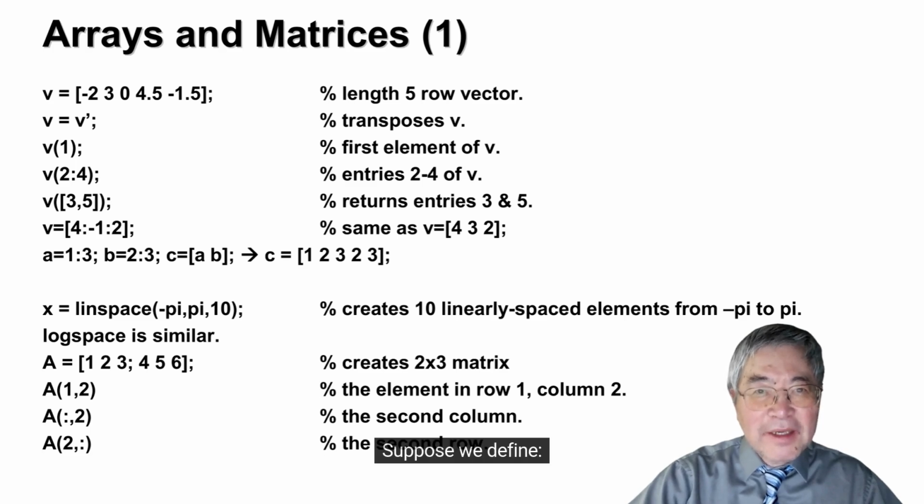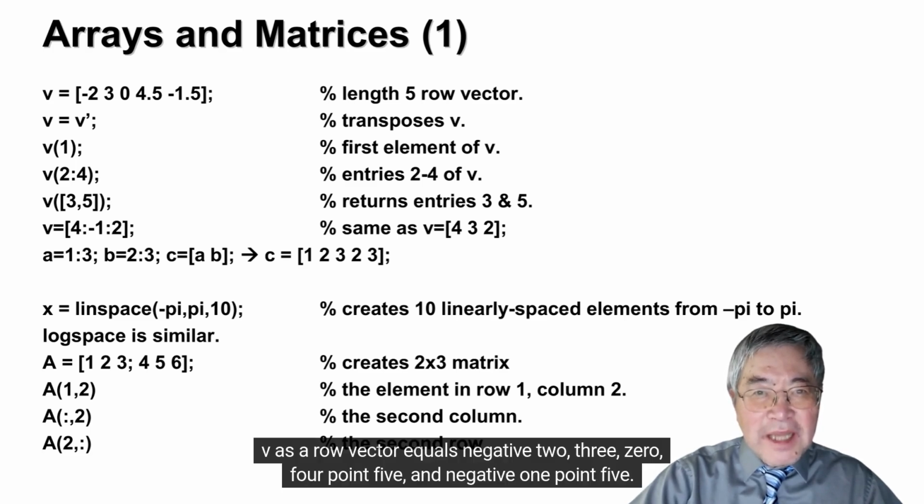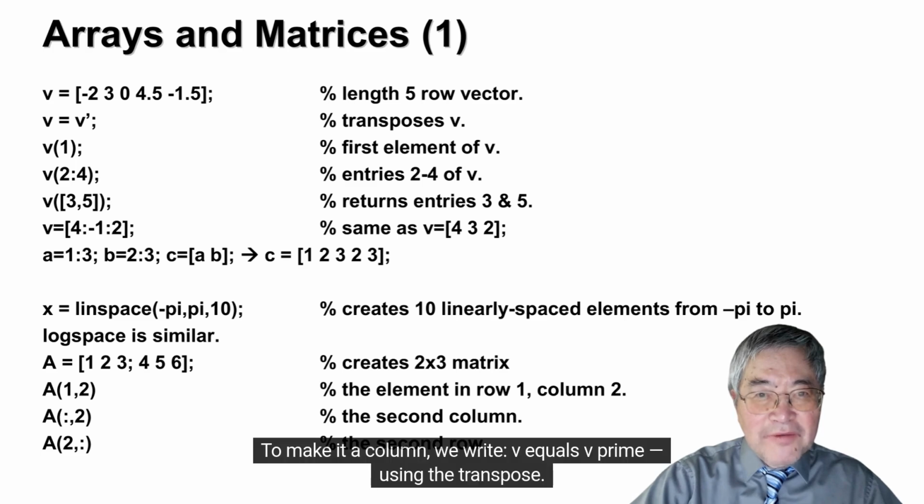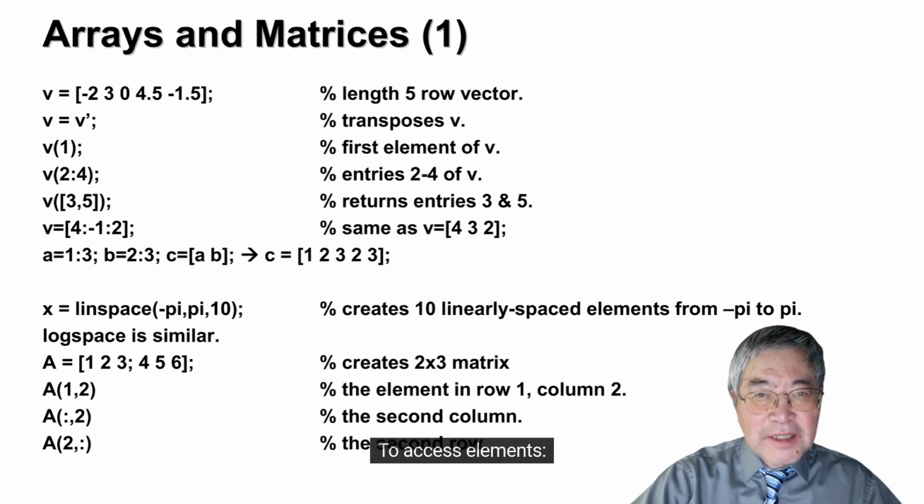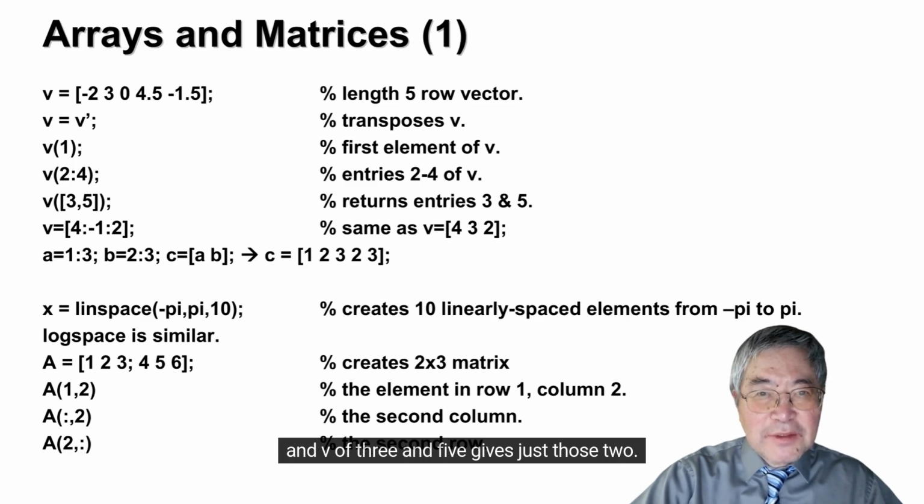Suppose we define v as a row vector equals [-2, 3, 0, 4.5, -1.5]. To make it a column, we write v = v' using the transpose. To access elements, v(1) gives the first, v(2:4) gives the second to fourth, and v([3 5]) gives just those two.